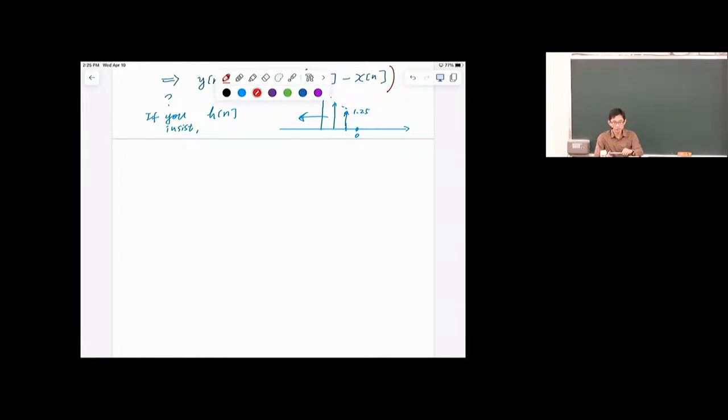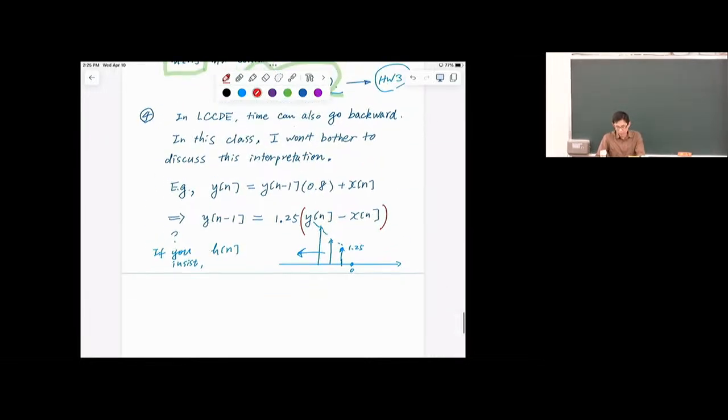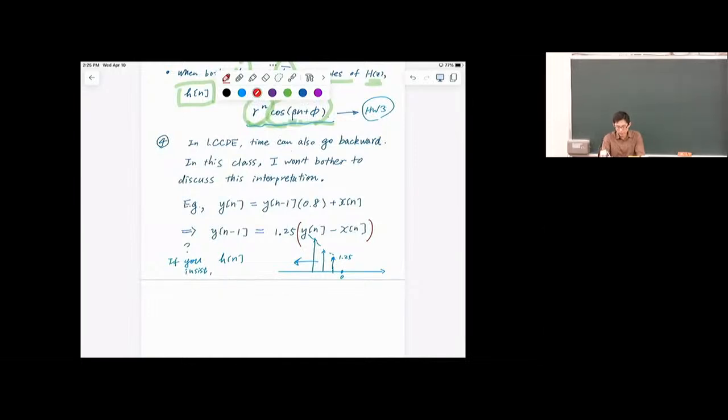Okay, let me make a small correction of an error right here. Here we need to add parentheses. I made a mistake, so please correct it accordingly.